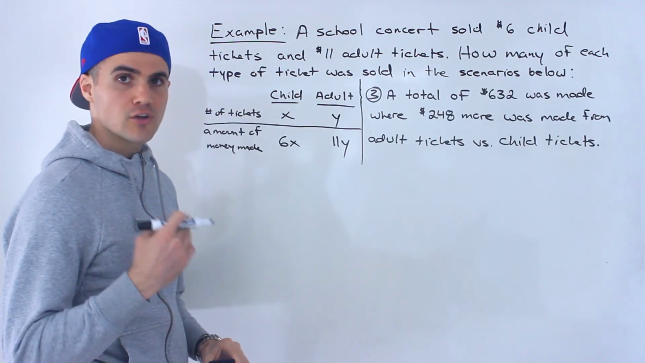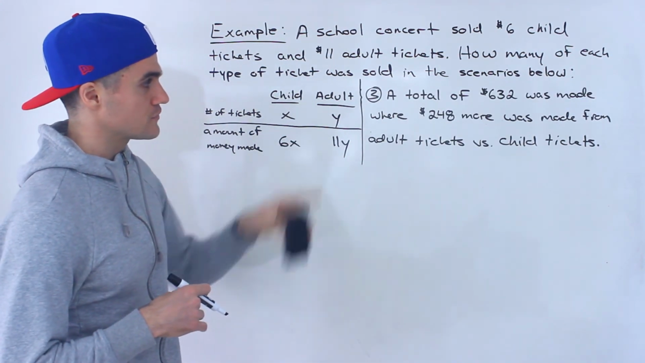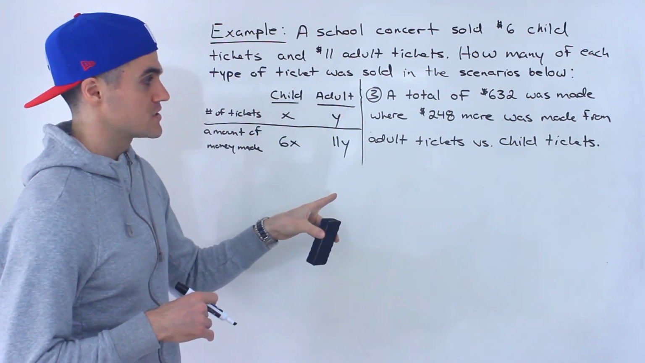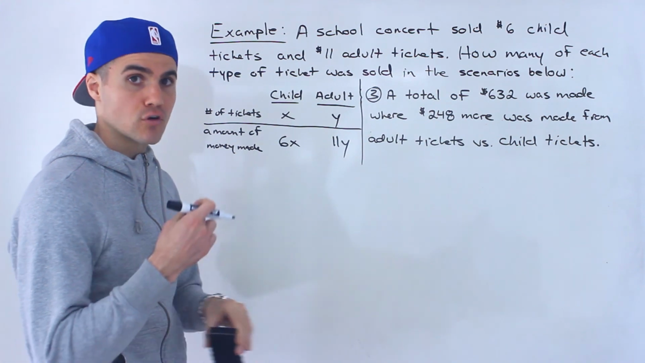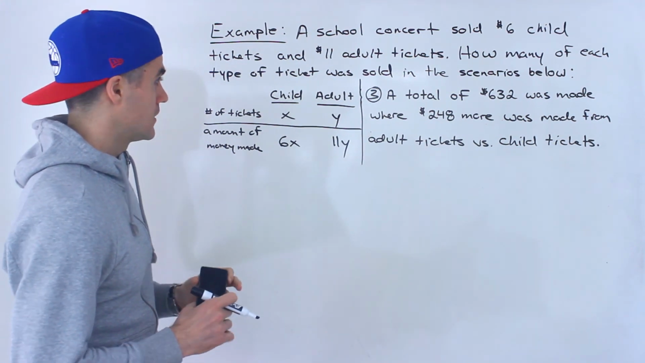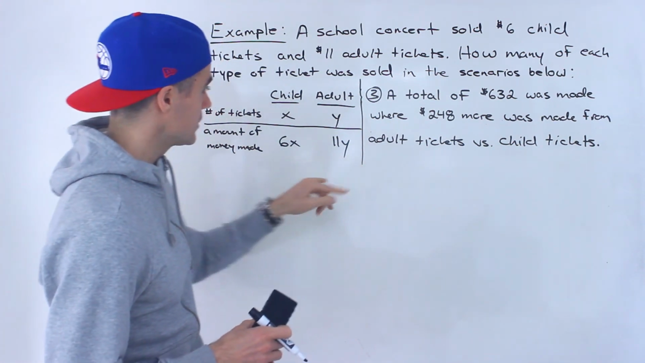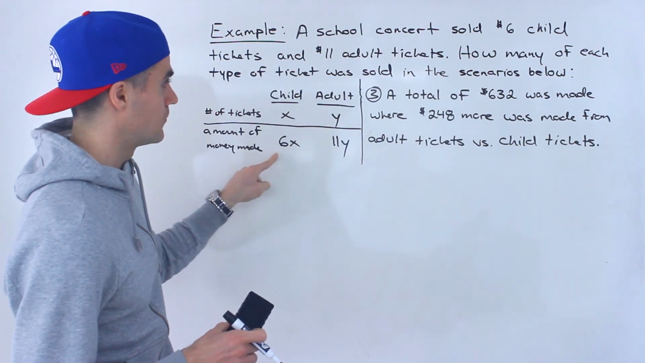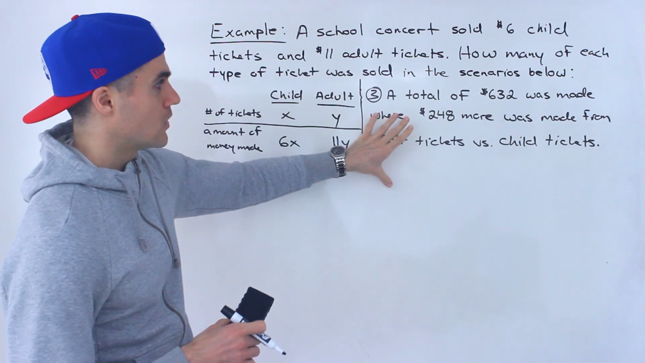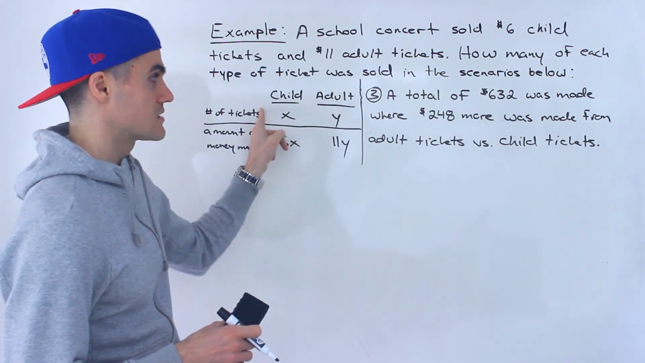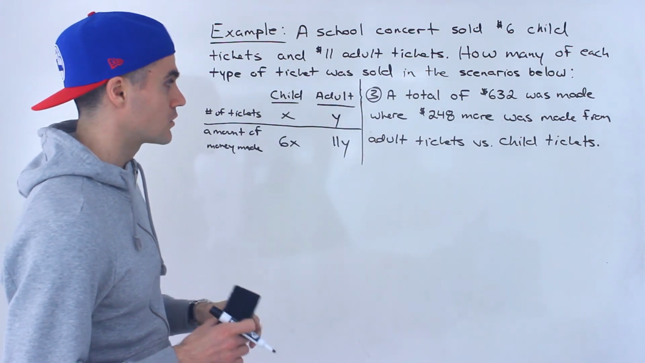And then finally, moving on to the third scenario. So a total of $632 was made, where 248 more was made from adult tickets versus child tickets. So still using that same chart here. And in this specific scenario, actually, we're just going to be using this row. Because notice here, we're not given any information about the number of tickets. Everything is all in terms of dollar amounts.